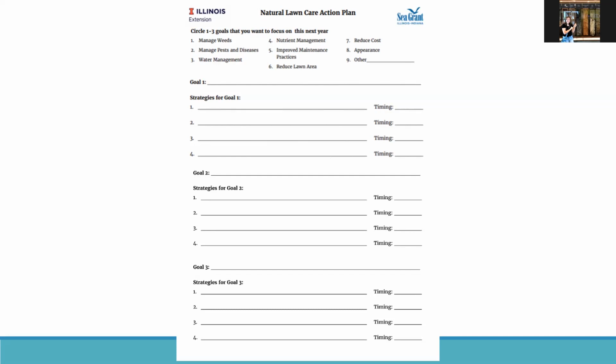Maybe you want to reduce your lawn area. That's something that you're interested in doing. Or you found you're just spending a lot of money on your lawn and you're like, I don't want to spend as much. Let's reduce those costs. And then lastly, appearance. Lawns are very attractive looking in a yard, and you might want to improve that appearance and make them look the way you have imagined. So all of these are options for you to focus on.